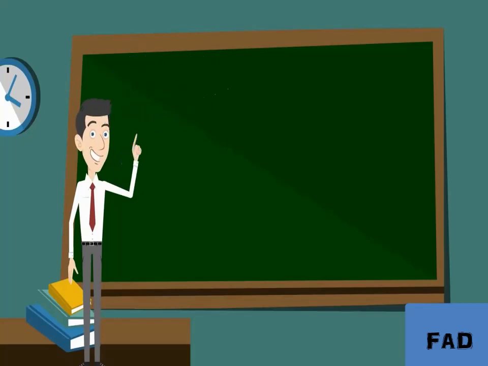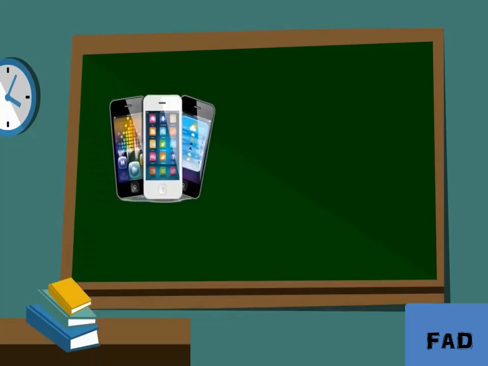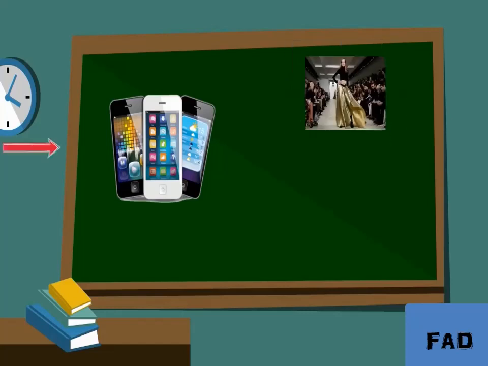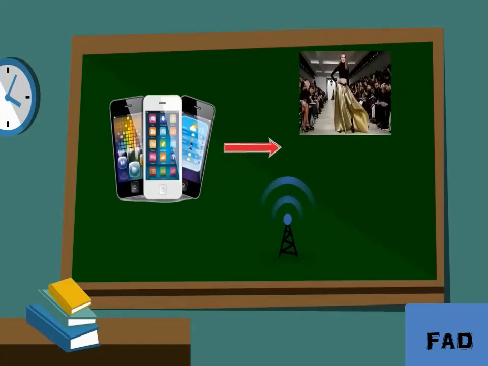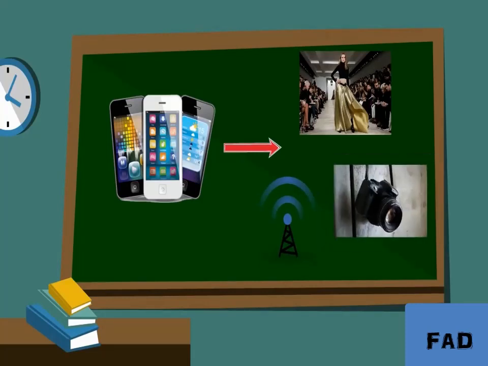The hula hoop was a toy. It was fun to play with, but that's about all. Now consider cell phones. They were designed to be portable telephones, but they crossed over into the worlds of fashion, wireless communication, and now even photography.